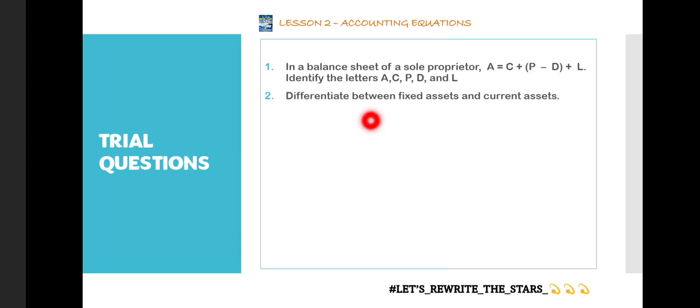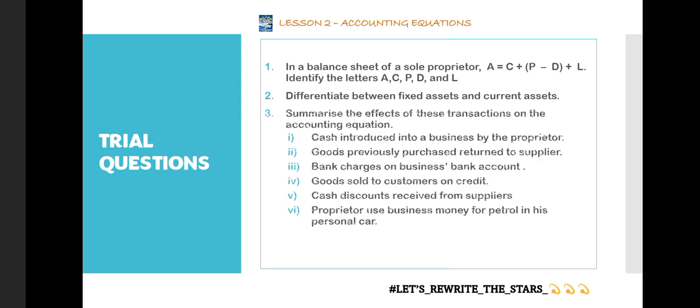And they say we should differentiate between fixed assets and current assets. So fixed assets are basically not to be sold or not to be converted to cash within a financial year. So they are basically there to help in the running of the business, while current assets are to be converted into cash within one financial year.